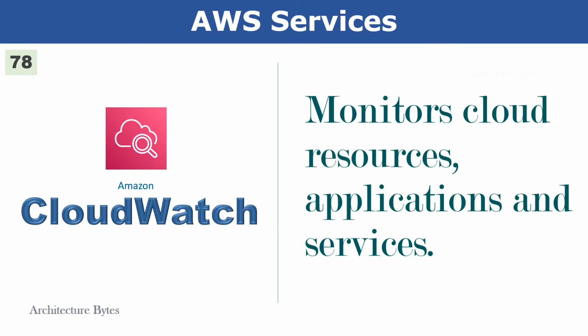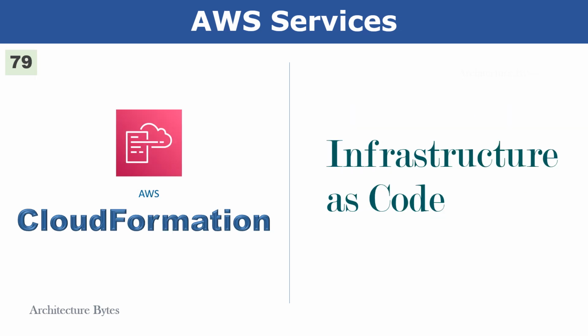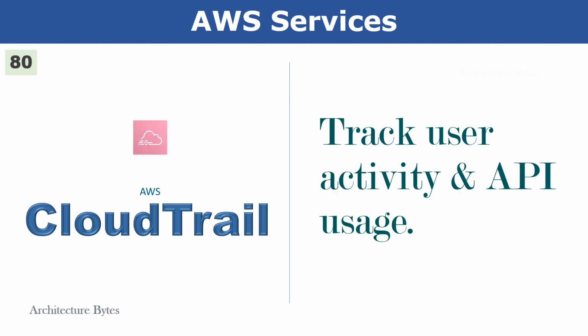CloudWatch monitors cloud resources, applications, and services by gathering monitoring and operational data in the form of metrics, logs, and events. Therefore, you can detect abnormal behavior in your environments, set alarms, visualize logs and metrics, and take automated actions. CloudFormation is an infrastructure as code service that allows you to model, provision, and manage AWS resources using templates written as YAML or JSON files.